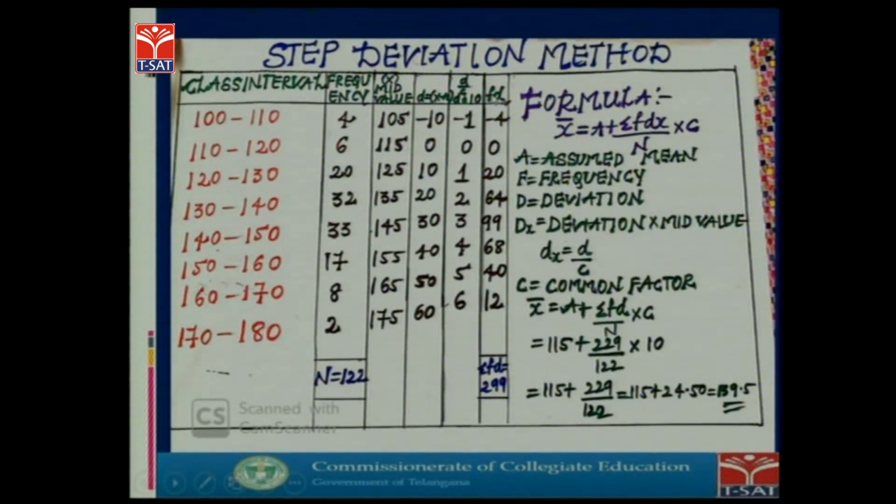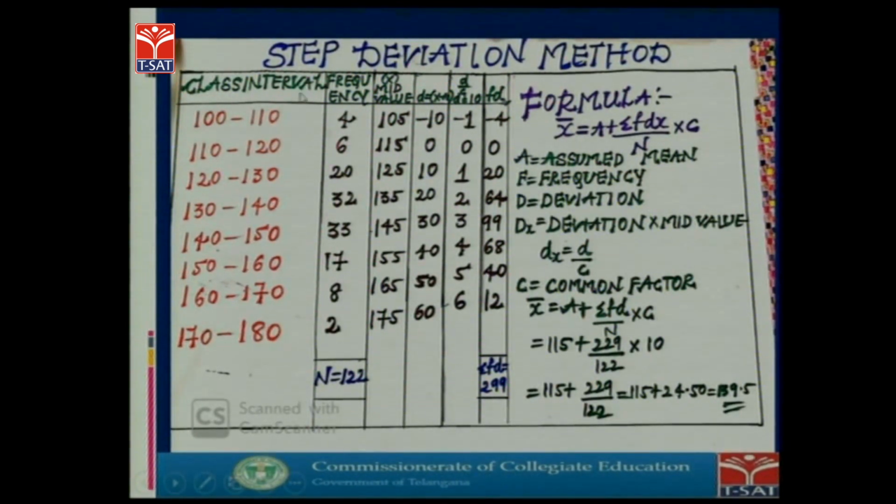Now fd, we have to multiply frequency into deviation, that is 4 into minus 1, minus 4, 6 into 0, 0, 20 into 1, 20, 32 into 2, 64, and this is the mid value formula.